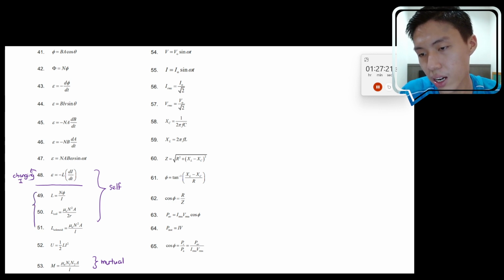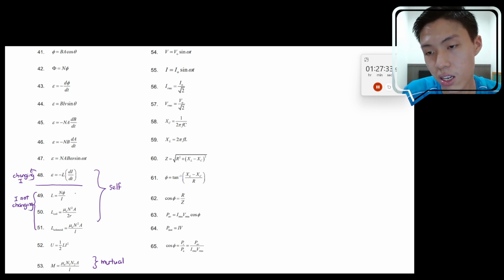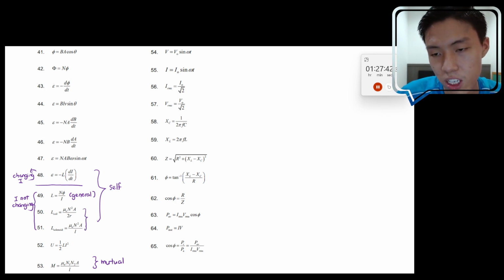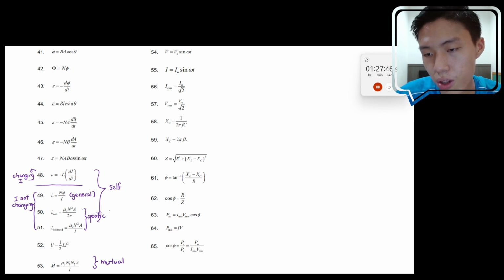But if your current is not changing, then you have to stick to 49 to 51. Not changing, okay, constant current. So this is an equation which is general, used for any kind of coil or solenoid. You can use this equation, but these two are specific equations, only specific for coil or solenoid.